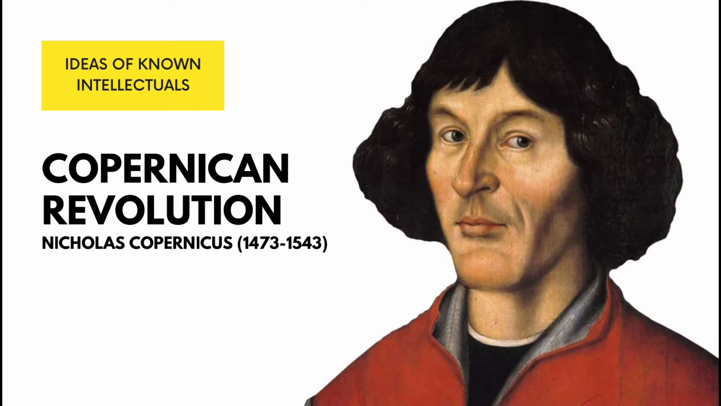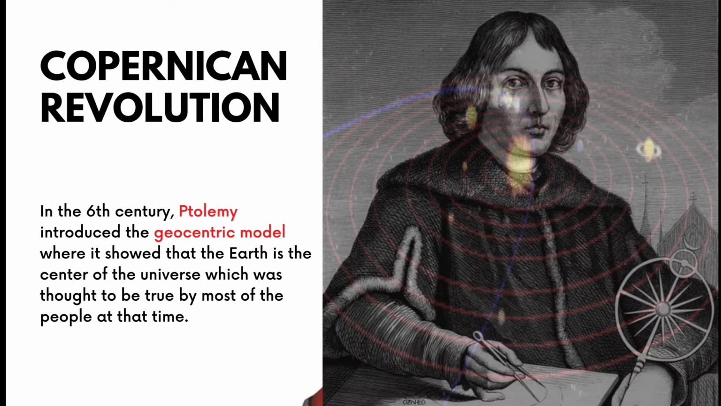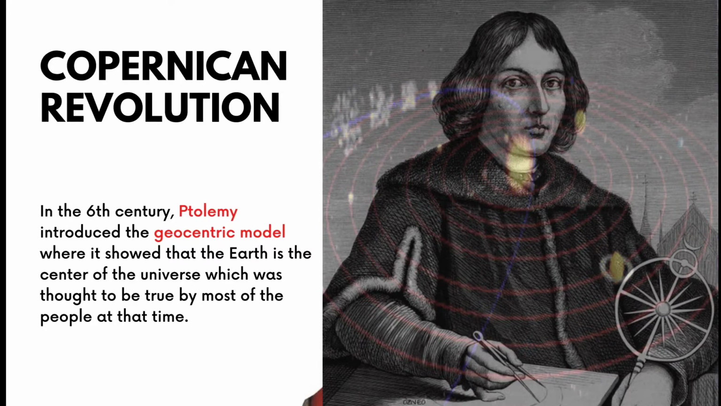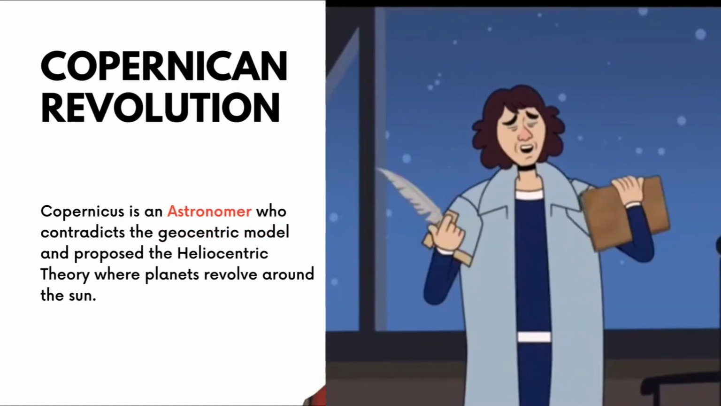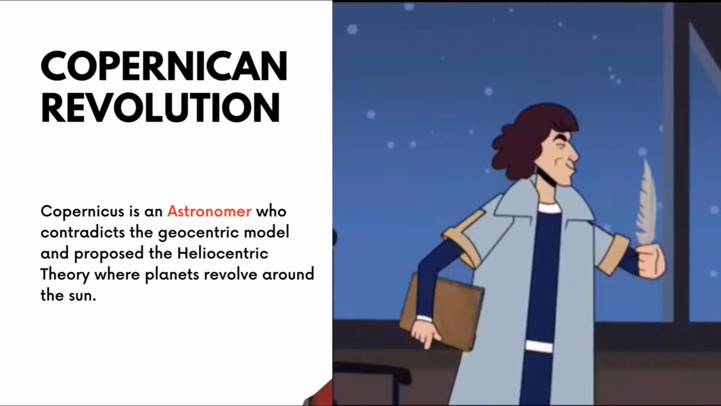Ideas of known intellectuals. Copernican Revolution of Nicholas Copernicus, 1473 to 1543. In the 6th century, Ptolemy introduced the geocentric model where it showed that the Earth is the center of the universe, which was thought to be true by most of the people at that time. Copernicus is an astronomer who contradicts the geocentric model and proposed the heliocentric theory where planets revolve around the Sun.